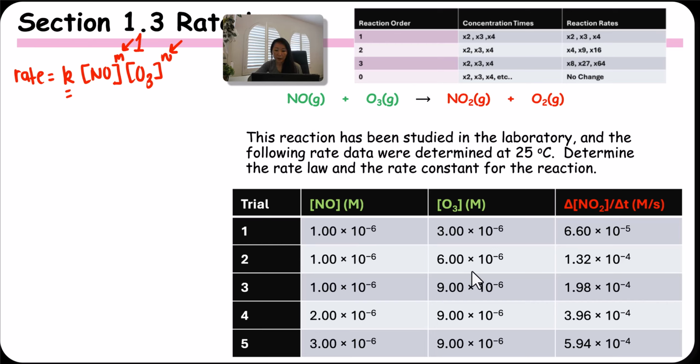Let's look at ozone. We're going to keep the ozone. Oh, I'm sorry, for N. We're talking about ozone. We just talked about ozone, not nitric oxide. So that's 1 right there.